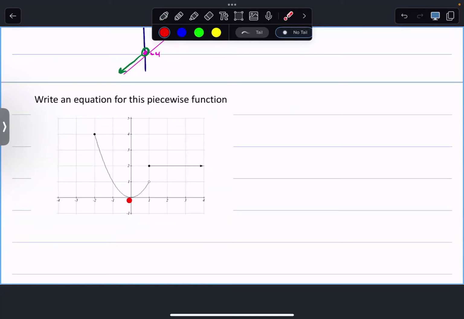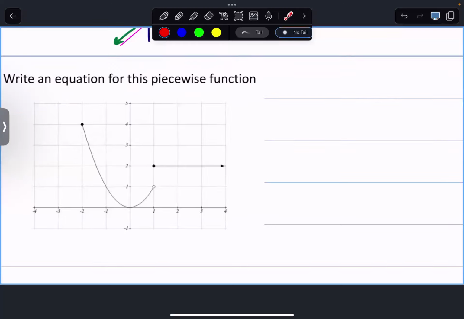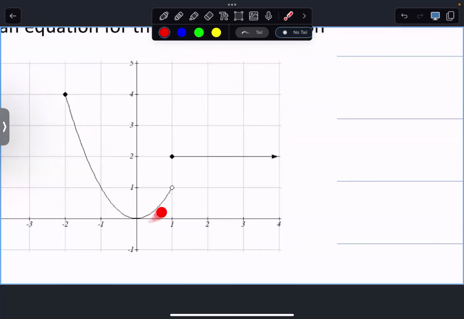What if we have to write an equation for this piecewise function? Do it in reverse. What can we do? First thing, this looks like x squared, right? We can confirm that it's x squared by saying, okay, if I have 0 squared is 0, fine. 1 squared should be 1, okay, that checks out. -1 squared is 1, good. How about -2 squared is 4? So we've confirmed that this graph is just x squared.